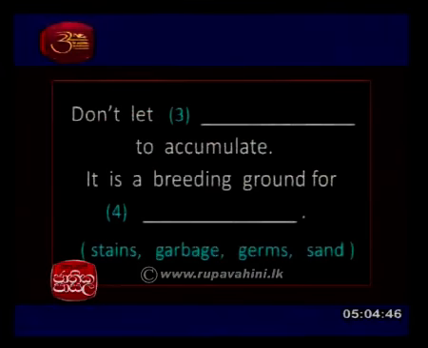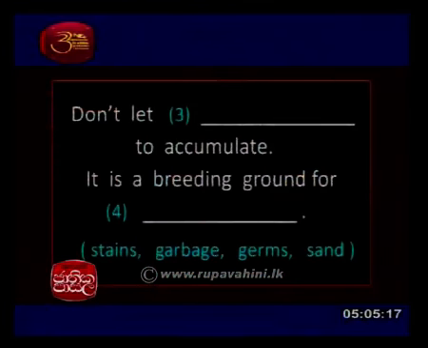Don't let blank accumulate. It is a breeding ground for blank. Right. What do you mean by accumulate? Collect, to collect, to gather. It is a breeding ground. Breeding ground is? Can you think of what a breeding ground is? Mosquito breeding places? A place where something can breed.